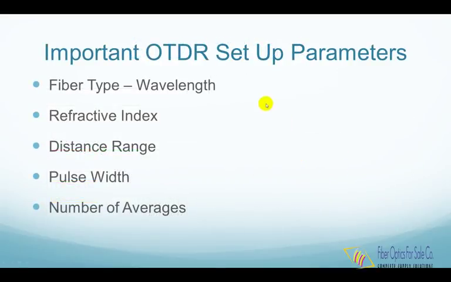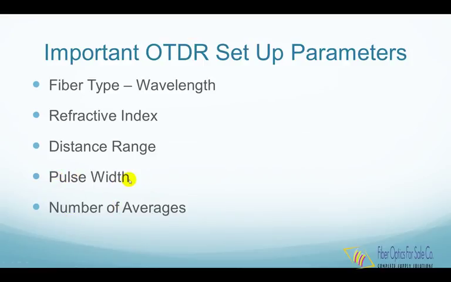There are 5 important parameters you need to set in the OTDR: fiber type and wavelength. Choose the wavelength that you wish to use to test the fiber. Refractive index is used by the OTDR to calculate distance from measured time based on the speed of light in this fiber. Distance range: in an OTDR trace, the distance range should be at least twice the value of the cable's total length. Pulse width is the length of the light pulse that is initiated by the OTDR to travel through cables and create a trace.